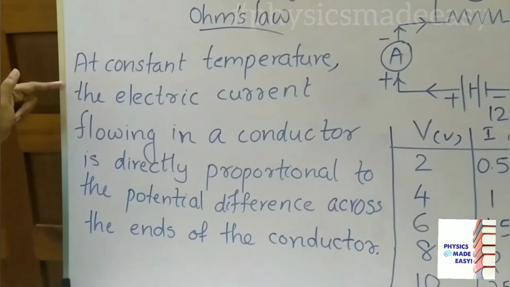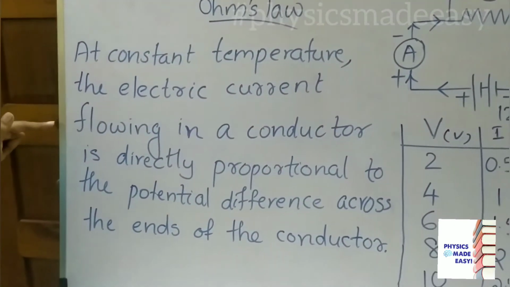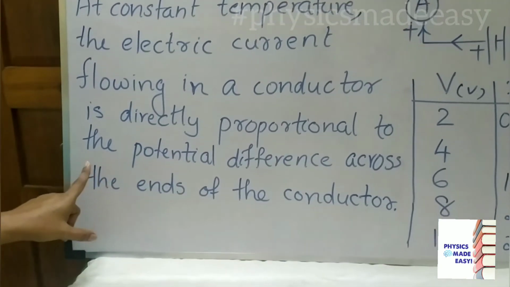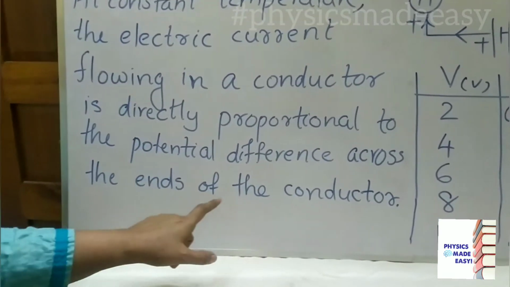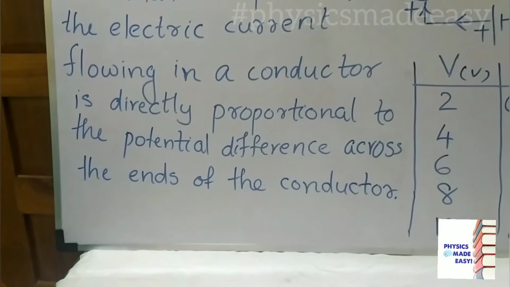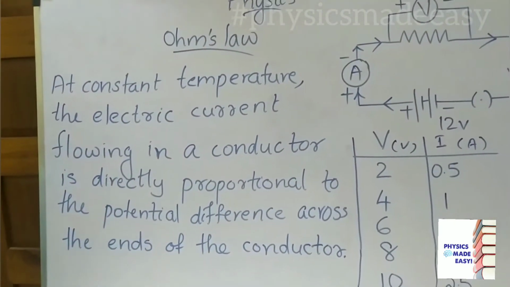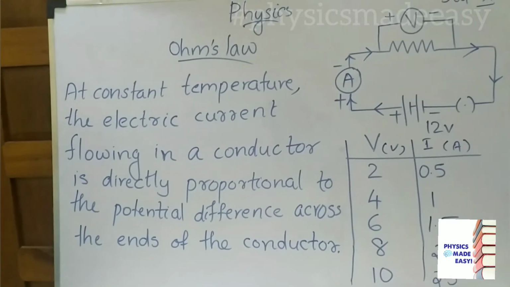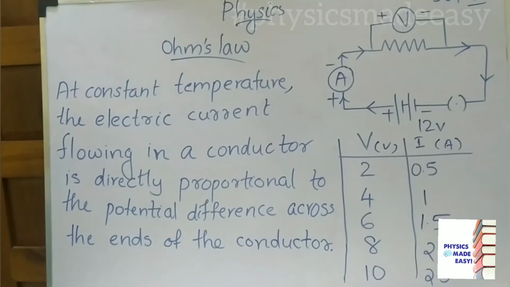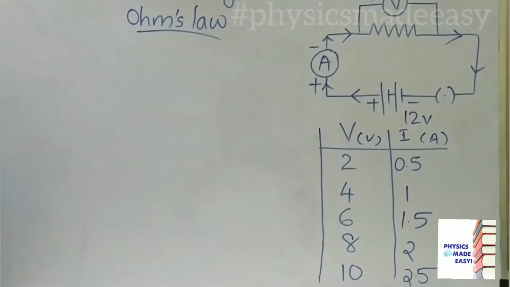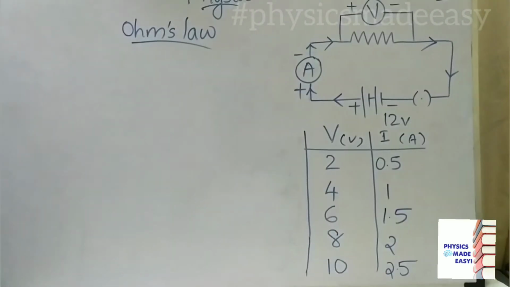At constant temperature, the electric current flowing in a conductor is directly proportional to the potential difference across the ends of the conductor. If the potential difference is increasing, the current will also be increased. There is a linear relation between current and potential difference. If the potential difference is increasing, current will also be increased.